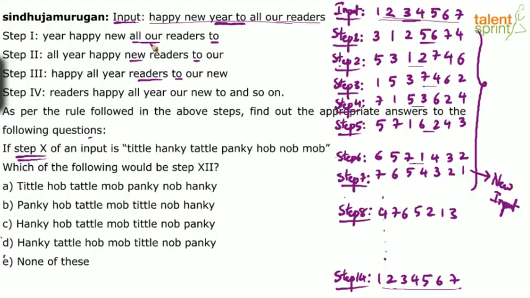Right? To get the third step, we'll move 3rd and 4th. To get the fourth step, we'll move 4th and 5th. To get the fifth step, we'll move 3rd and 4th. To get the sixth step, we'll move 4th and 5th. If you have understood that, then directly from step 10 also you can find out the answer. Right? This is step 10.